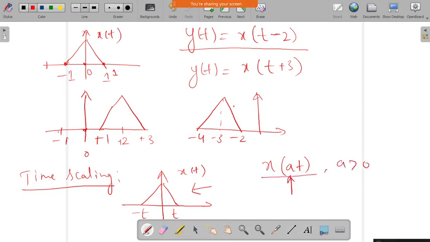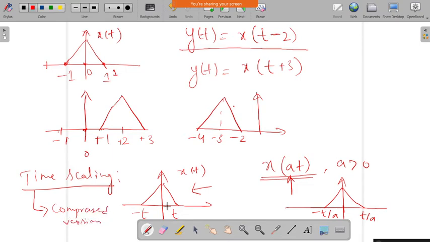Then x of at, based on the value of a, it will compress. Whenever we write x of at, the time value is divided by the value a. Since the time value is divided by a, compared to the original signal, it is a compressed version. So that is the time scaling operation, a compressed version.